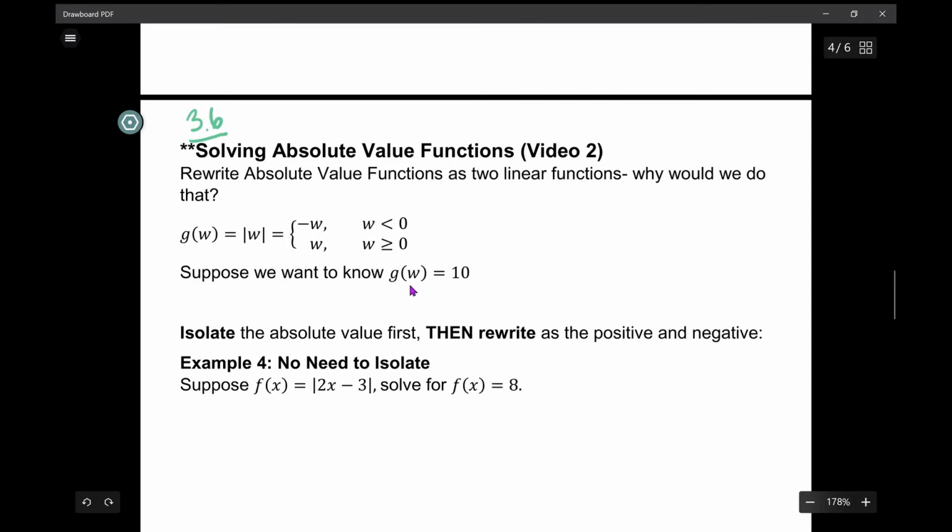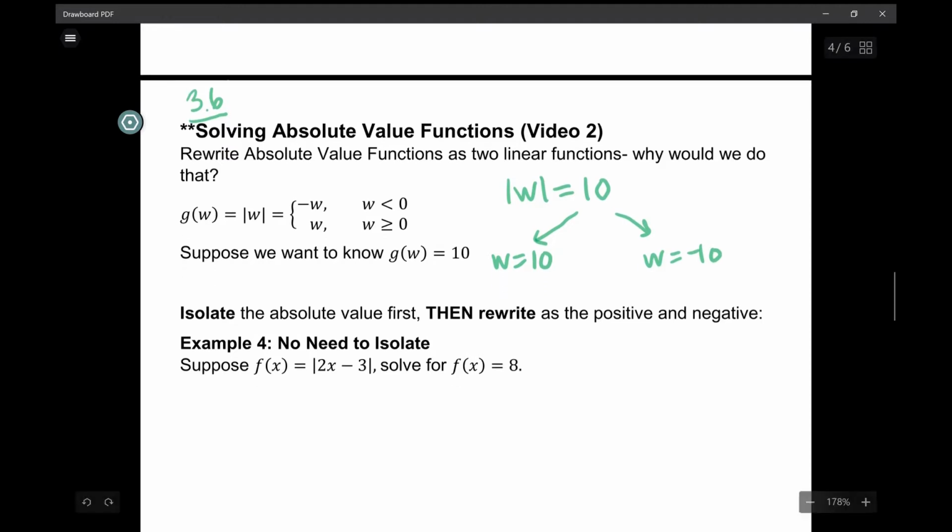So let's start with a really straightforward example. Let's say we want to know, for what values of w, g of w equals 10. So in essence, we're solving absolute value of w equals 10. Well, there's two cases here, right? One case is that w is positive 10, and if we take the absolute value, we get 10. The other case is w equals negative 10. We take the absolute value of negative 10, we still get 10. So when you're solving absolute value equations, you have to do a positive case and a negative case for any part that's under the absolute value.